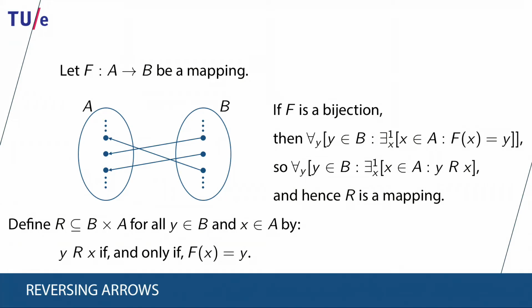The upshot of this is that whenever f from A to B is a bijection, then we get a mapping from B to A simply by reversing its arrows. This mapping is called the inverse of f.